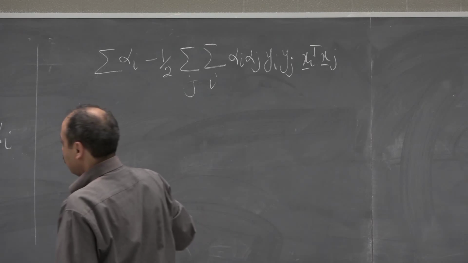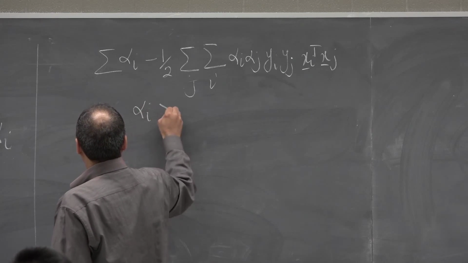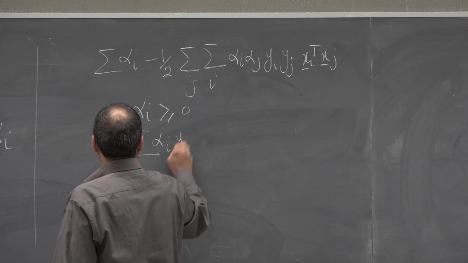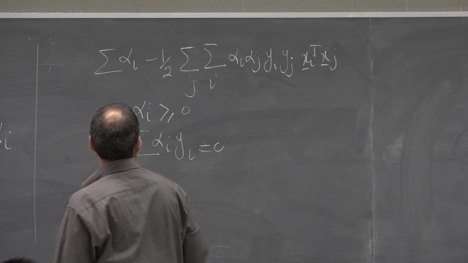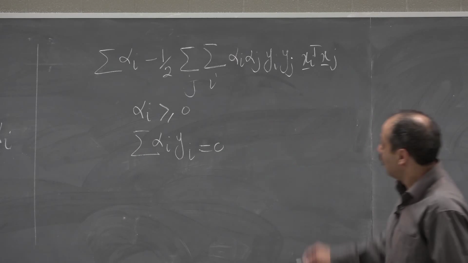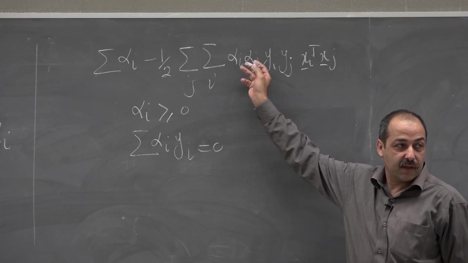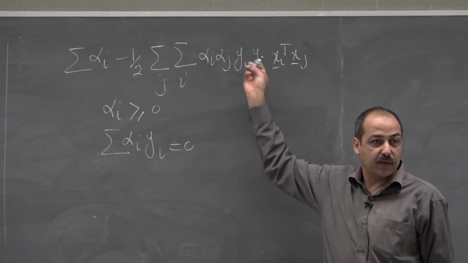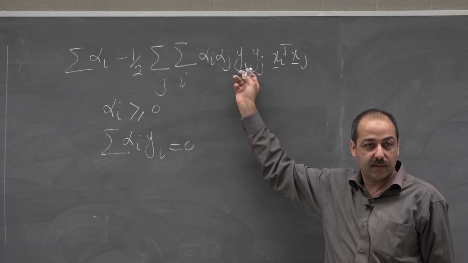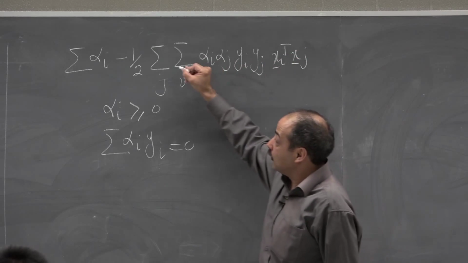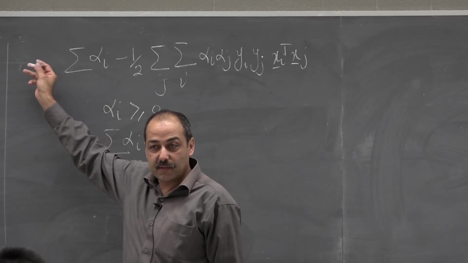Subject to the constraint that alpha i is greater than 0 and sigma alpha i yi is 0. My unknown is alpha now. I wrote everything in terms of my dual variable. I don't have my primal variable anymore. This is an optimization problem. Should I minimize this or maximize this?